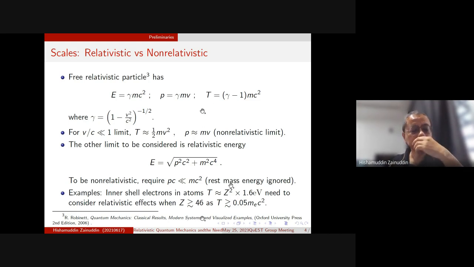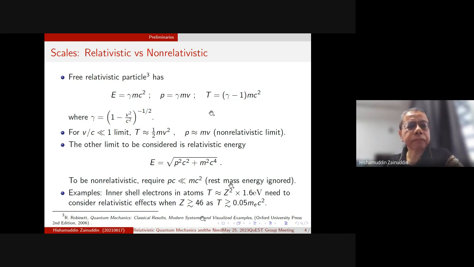For a free relativistic particle, you probably have learned through special relativity that you have these relations of energy and momenta given by that, where the energy contains both the rest mass energy and the kinetic energy. So the kinetic energy is actually given by the difference between the rest mass energy and the relativistic energy.